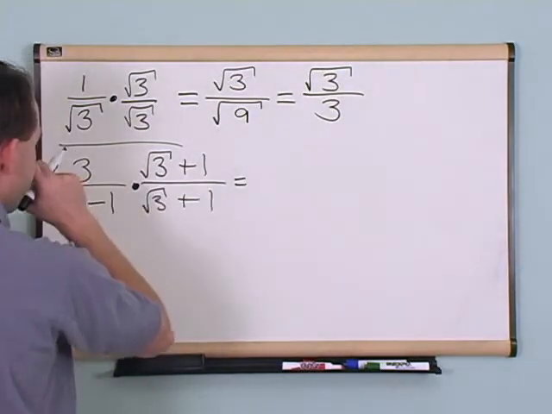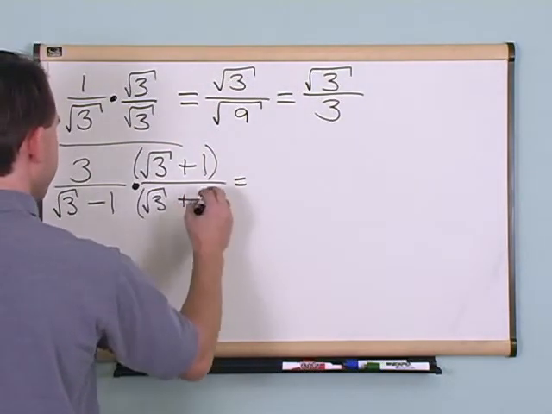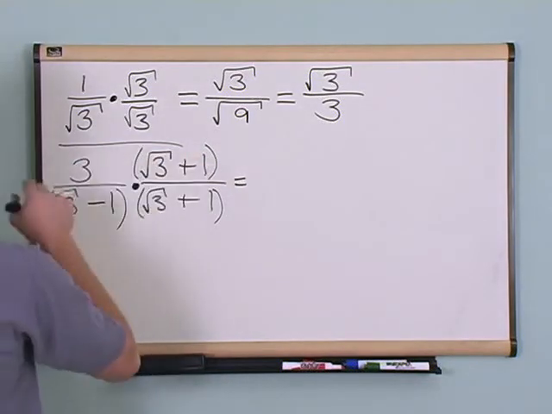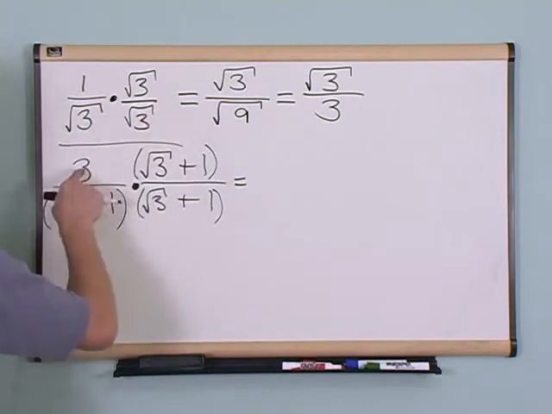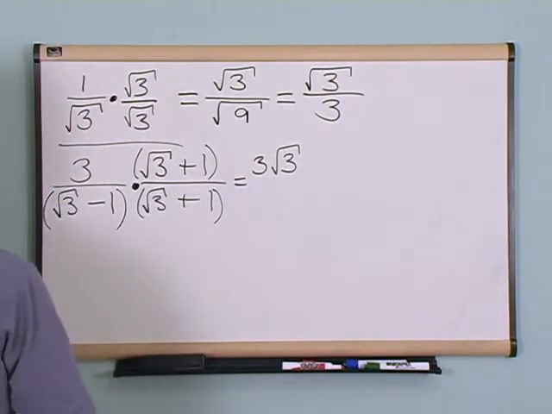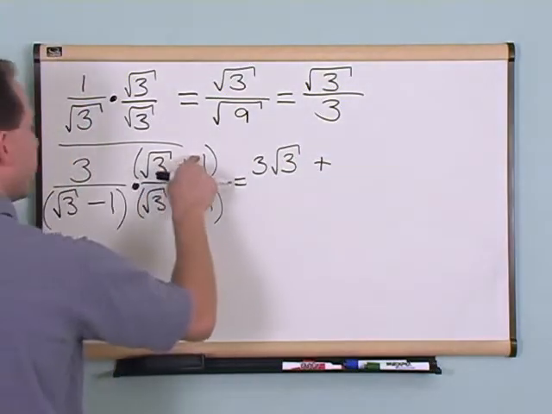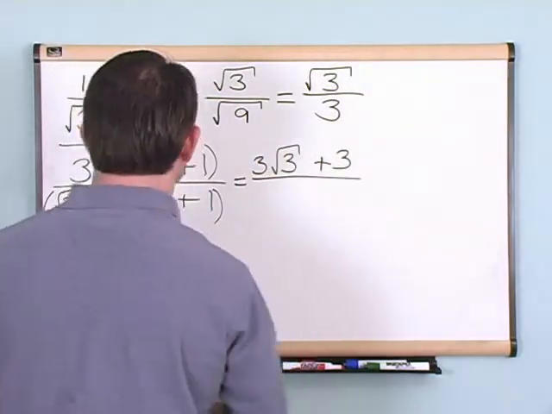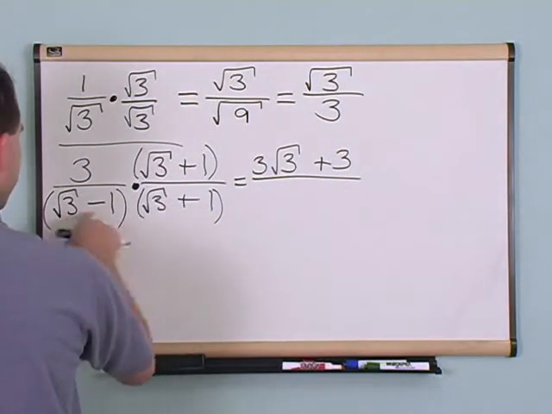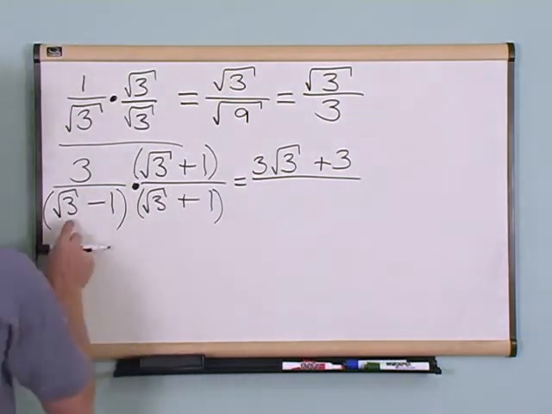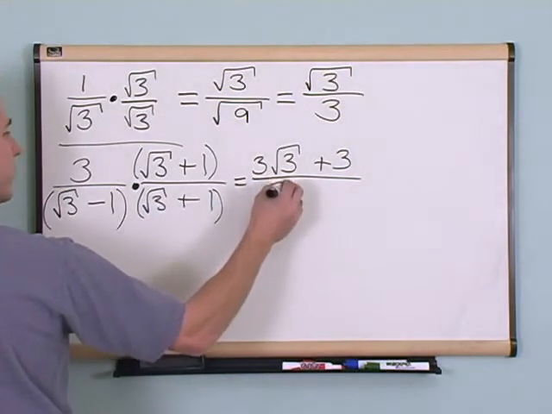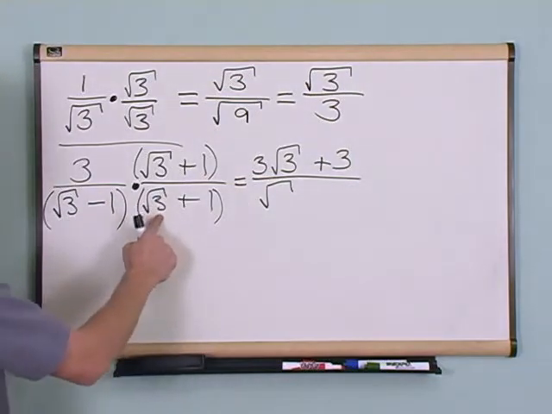So let's work on the top first. I'm going to put parentheses around here just to make things a little bit more clear. 3 times this quantity is going to be distributed in, so 3 times the square root of 3 is going to be like that, plus 3 times 1 is 3, over. And I'm going to do the same FOIL on this that I did just a minute ago. Square root of 3 times square root of 3 is the square root of 3 times 3, which is 9.